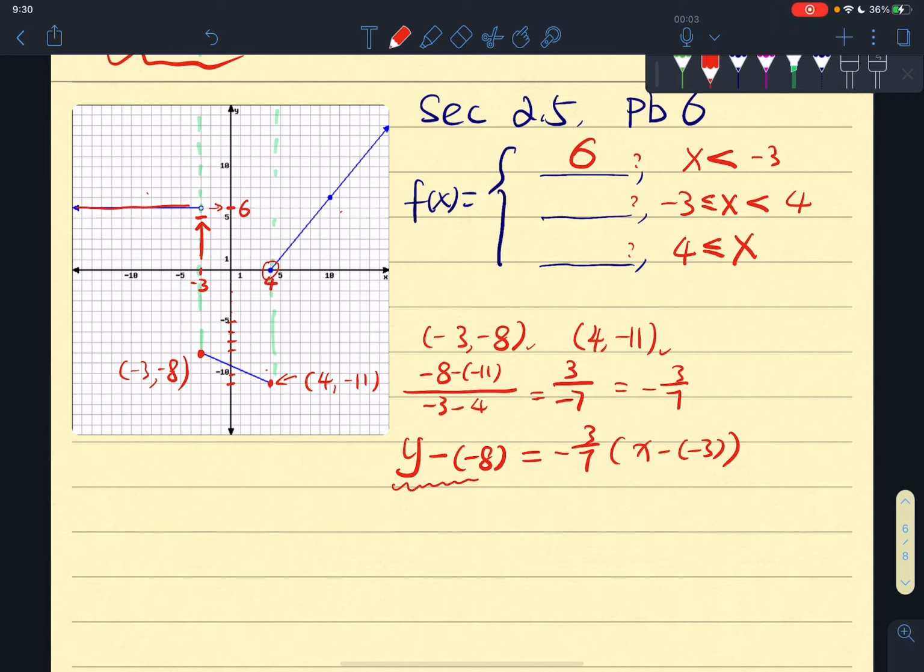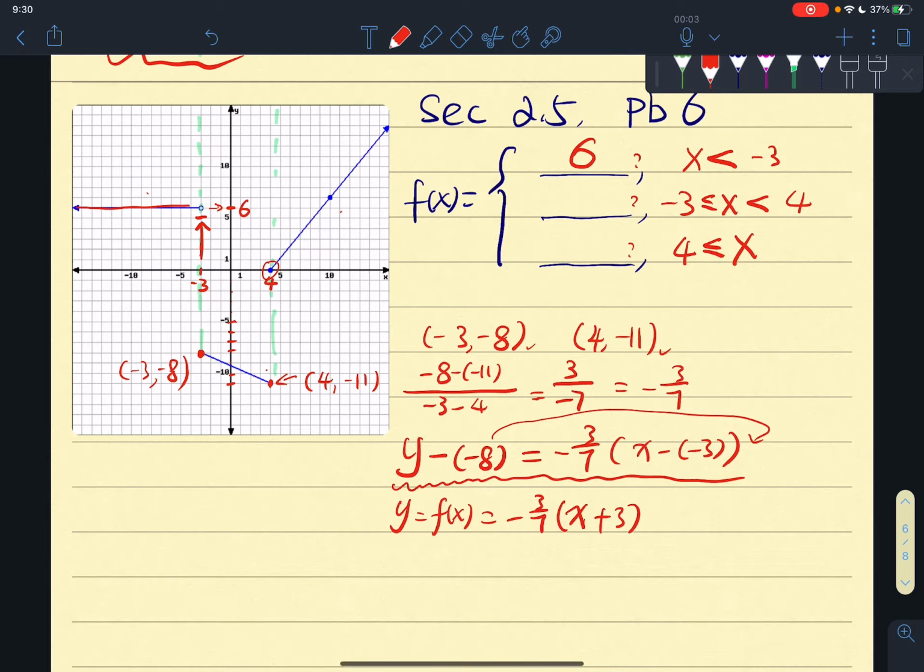If I were to ask for the equation of the line, you could just stop here, but that was not the question. The question is, what is y? In other words, what's f of x? Therefore, you need to move this to the other side, so you end up with -3 over 7, x plus 3, and then minus 8. Basically, you added -8 to both sides of your expression. So this is the final answer for the second piece of your function.